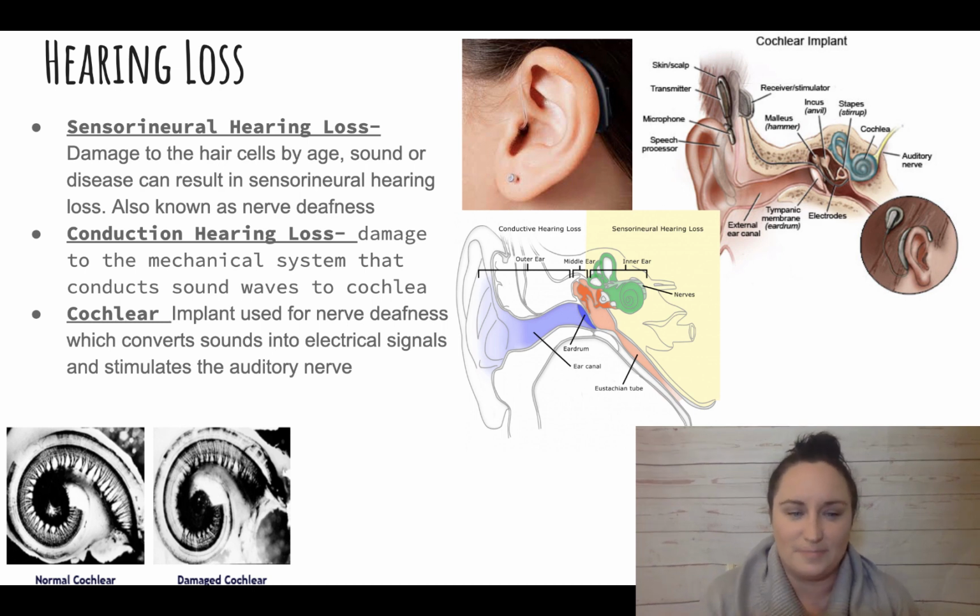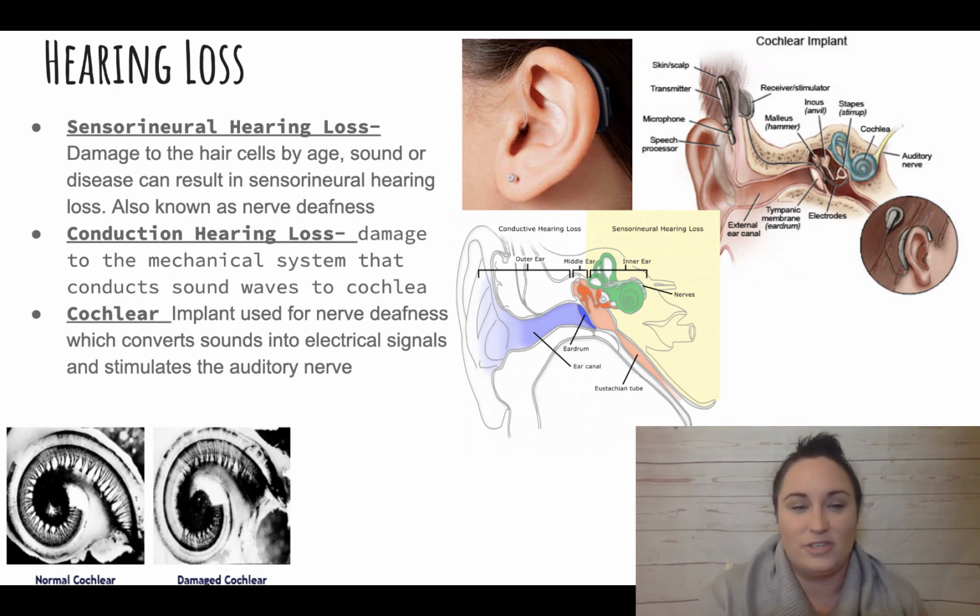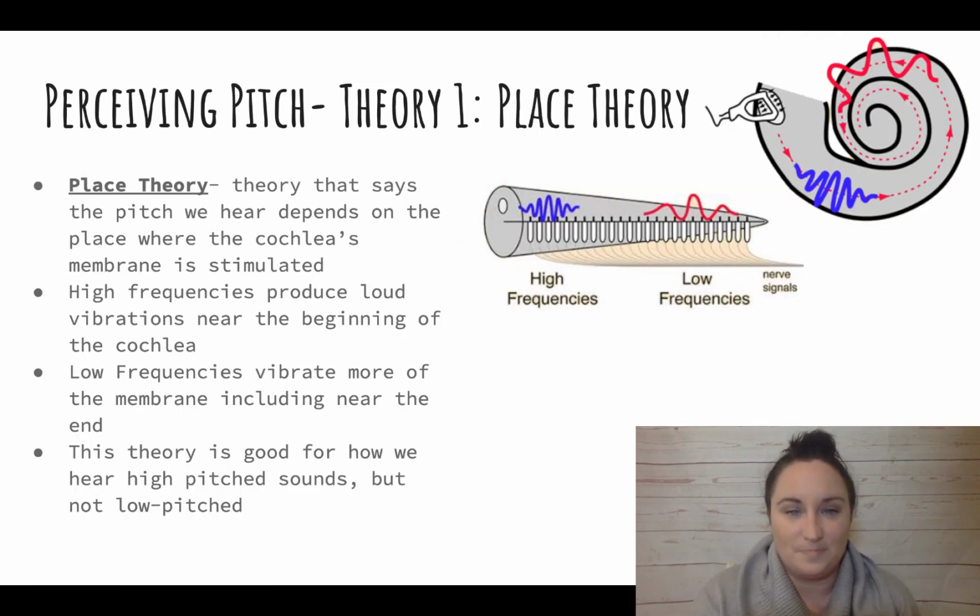Basically, if those hair cells are damaged, the implant can replace that part in the hearing process. In the bottom left, there's a picture of a normal cochlea, and you can see the hair cells in that image. Then in the damaged cochlea, it almost looks like there are missing hair cells. They're probably flattened or going in different directions, but you really can't see them in that spot. So that shows you hearing loss in the hair cells.